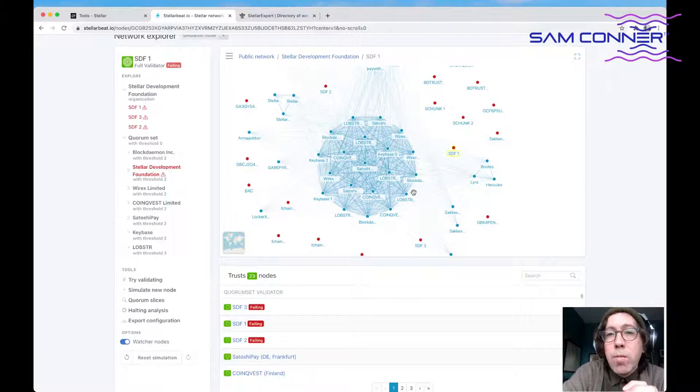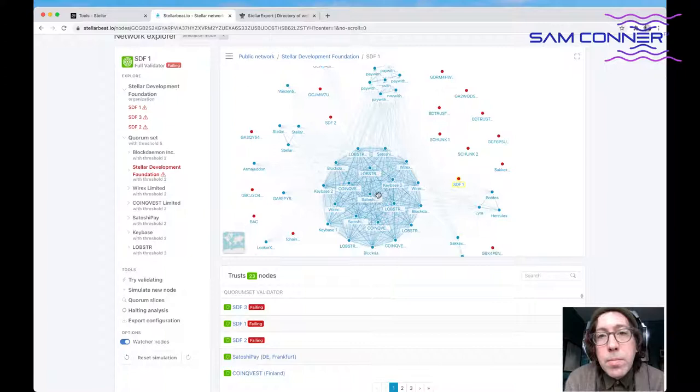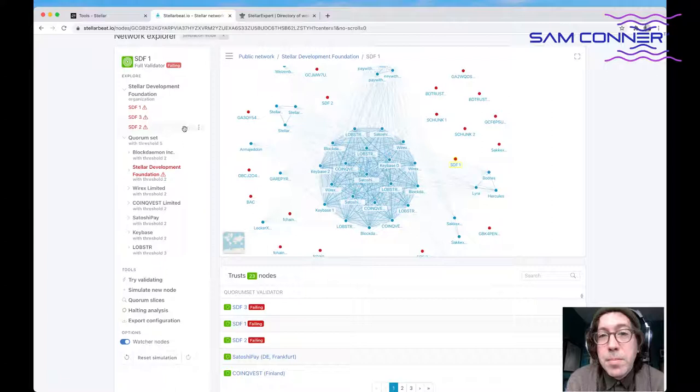Yeah. I mean, look at that. So, well, that answers that question. The Stellar network did not shut down with all of the validators down. So that is really, really, really cool. It's pretty cool.